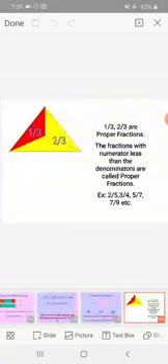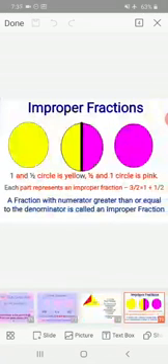Now next part is proper fraction. Proper fractions are always smaller than 1 or smaller than the whole. So 1 by 3, 2 by 3 are proper fractions. The fraction with the numerator less than the denominator is called proper fraction. Here we can see examples: 2 by 5, 3 by 4, 5 by 7, 7 by 9. In each example, the numerator is smaller than the denominator. So it is called proper fraction.